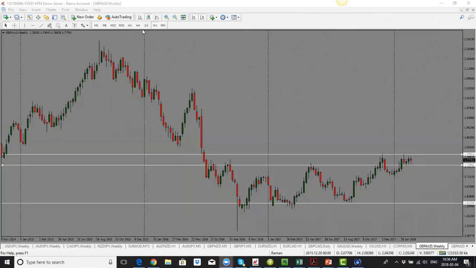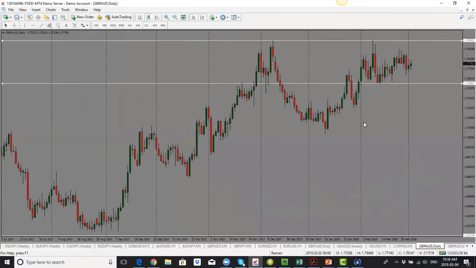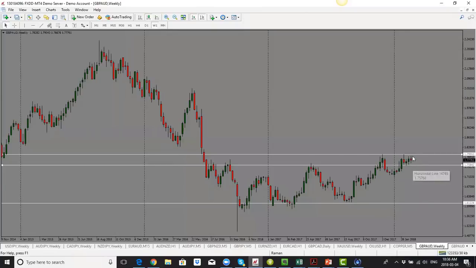So it'd be easier to trade this on a daily basis, based on the daily levels right now. So it's just sideways, very, very neutral at the moment, neutral to slightly bearish.